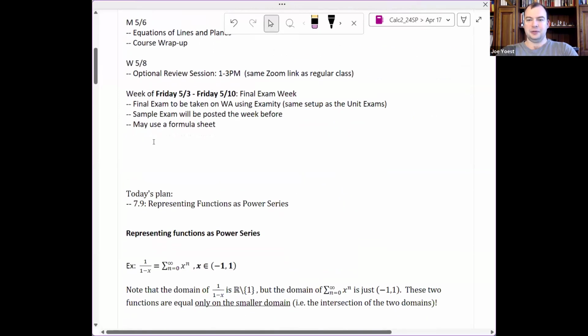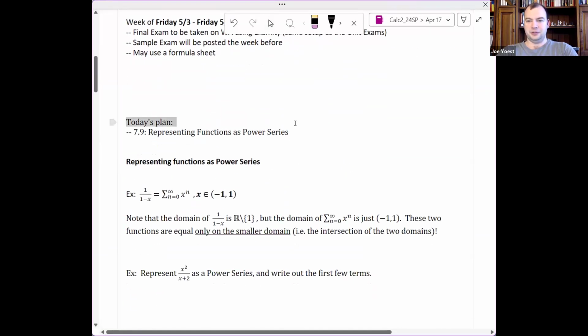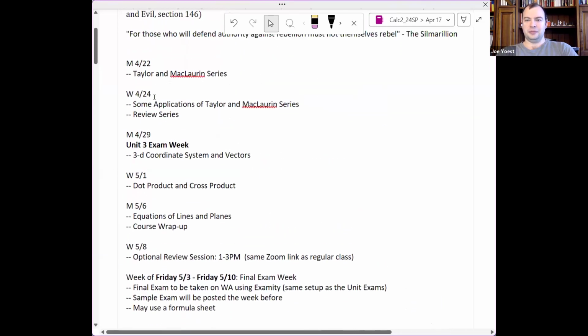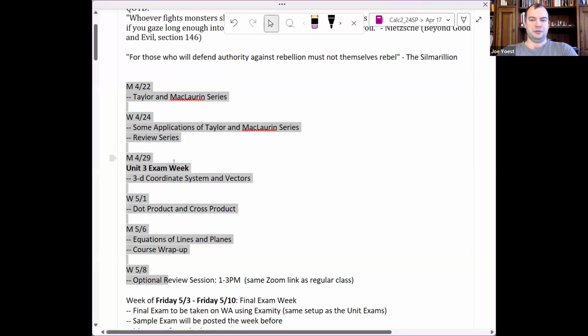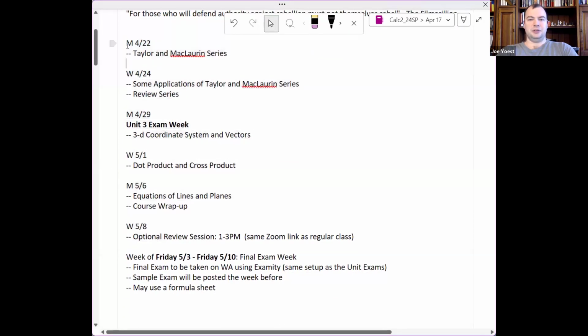All right, so the plan for today is just to talk about representing functions as power series, section 11.9. And a layout of the rest of the course: next week we have a wrap up of chapter 11, so Taylor and Maclaurin series and some applications, and then a brief review of chapter 11 on sequences and series, but most of it was on series.